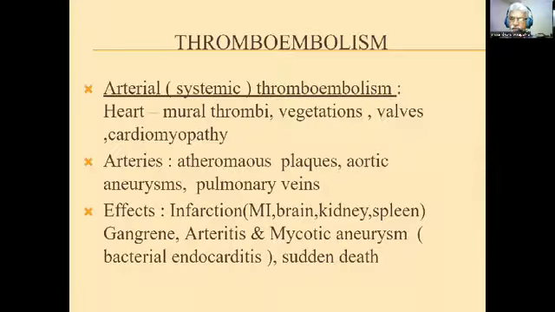First, we will take up the most common cause for thromboembolism. Arterial or systemic thromboembolism arising from the heart, from the mural thrombi, vegetations, from the valves, or in cases of cardiomyopathy. Coming to the arteries, ruptured atheromatous plaques, or thrombi from the aortic aneurysms, or from the pulmonary veins. What are the effects of the emboli?